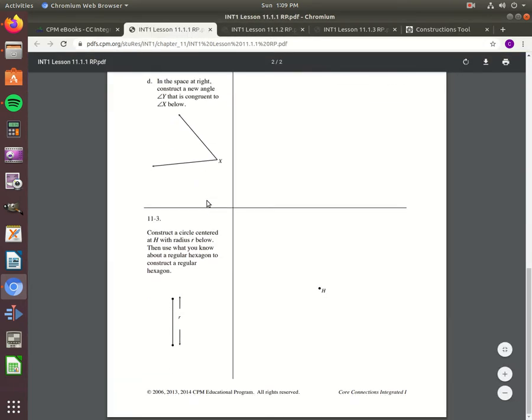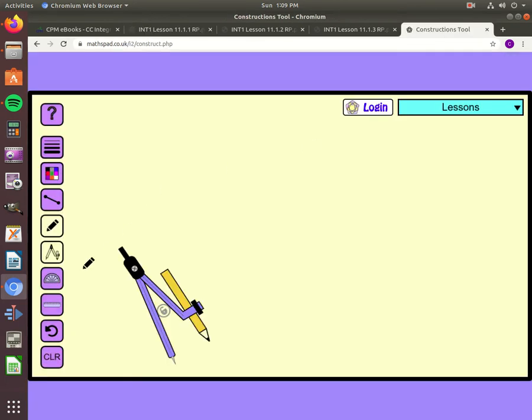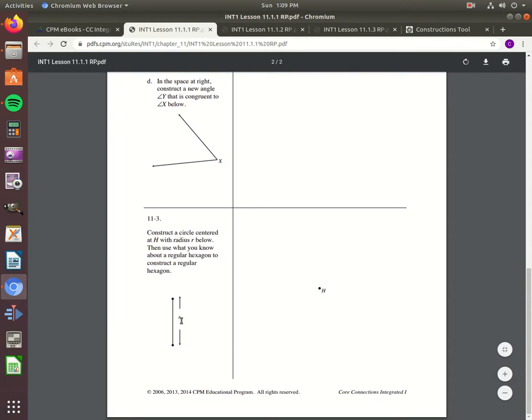Last one on this video. It says construct a circle centered on H. So we're going to start with a point that has a radius R below. Then use what you know about a regular hexagon to construct a regular hexagon. So this one's kind of interesting. So we're going to start with the point. Actually, I guess we'll just take this length, and we'll call this length R.